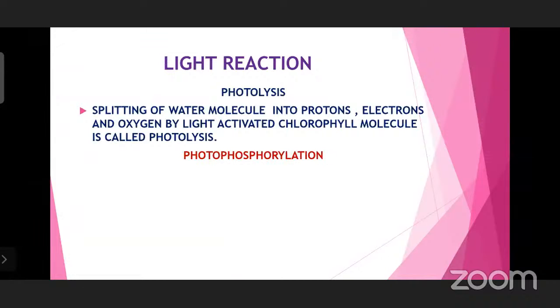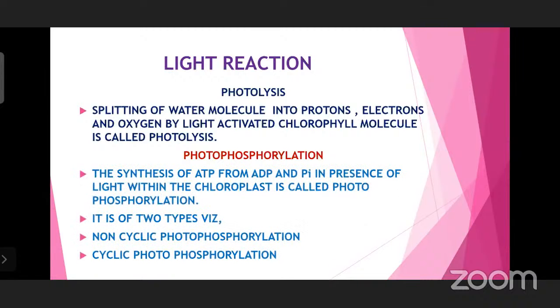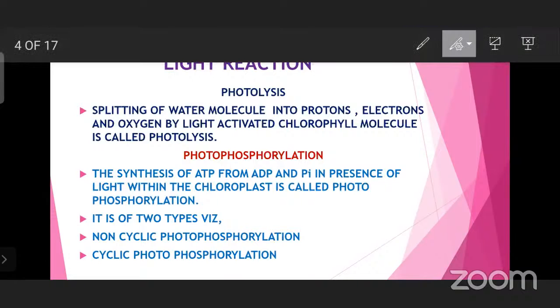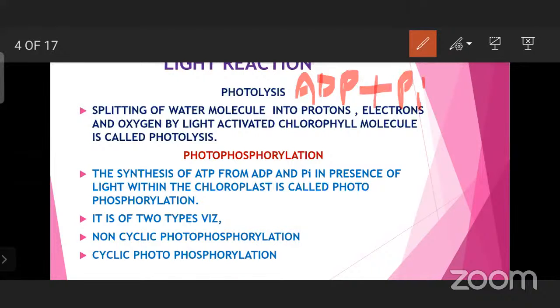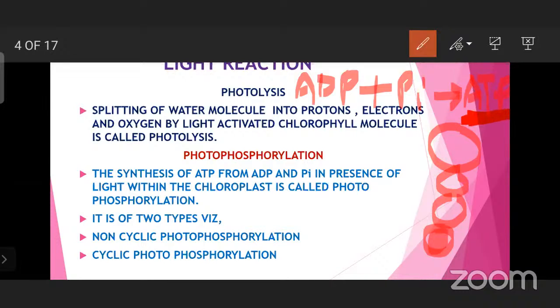Photophosphorylation. Photo means light, and phosphorylation is nothing but the addition of inorganic phosphate to ADP. ADP is adenosine diphosphate. ADP is going to get added by inorganic phosphate and it is going to become ATP. ATP means adenosine triphosphate. So to the adenosine molecule, now 3 phosphates will be there. The terminal phosphate will have the energy. ATP is nothing but the energy currency of any cell.